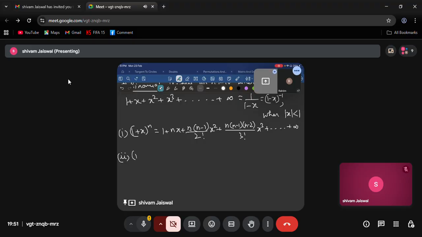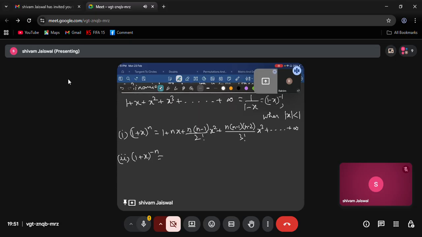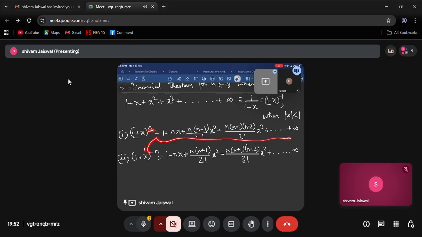1 plus x whole to the power minus n. All these expansions are valid only when mod of x is less than 1. Then only the series will converge. It will be 1 minus nx plus n into n plus 1 by 2 factorial into x square minus n into n plus 1 into n plus 2 by 3 factorial into x cube plus dot dot dot up to infinity. Try to understand everyone. When we substitute minus n over here, then we are going to get the second expansion.